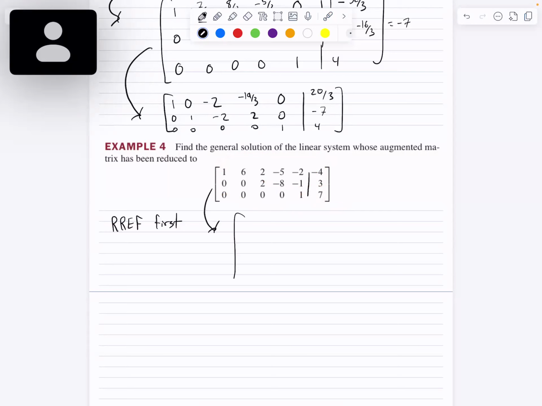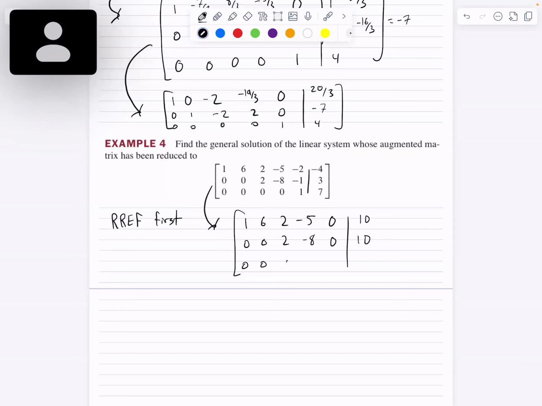And so I'll get a 1, a 6, 2, a negative 5. And then I'm going to add 2 of this to that. And that gives me 0. And then 2 times 7 is 14. So that gives me a 10. Then 0, 0, 2, negative 8. And then I'm going to add this row to this row. And that gives me a 0. And then that gives me a 10. And then 0, 0, 0, 0, 1, 7.